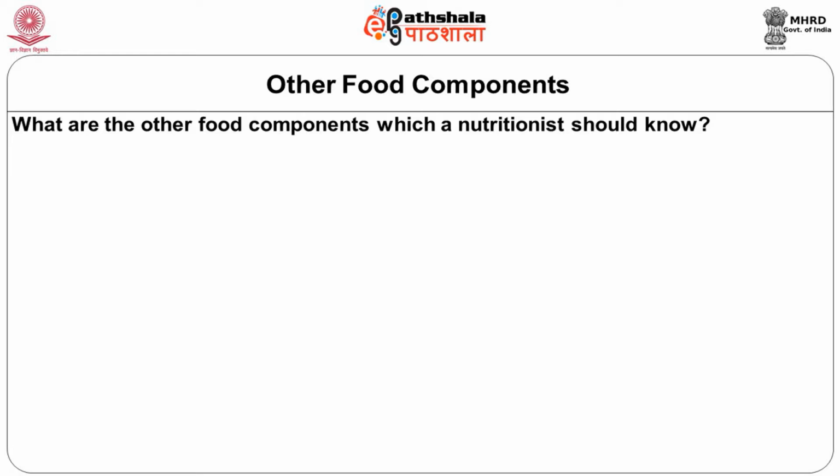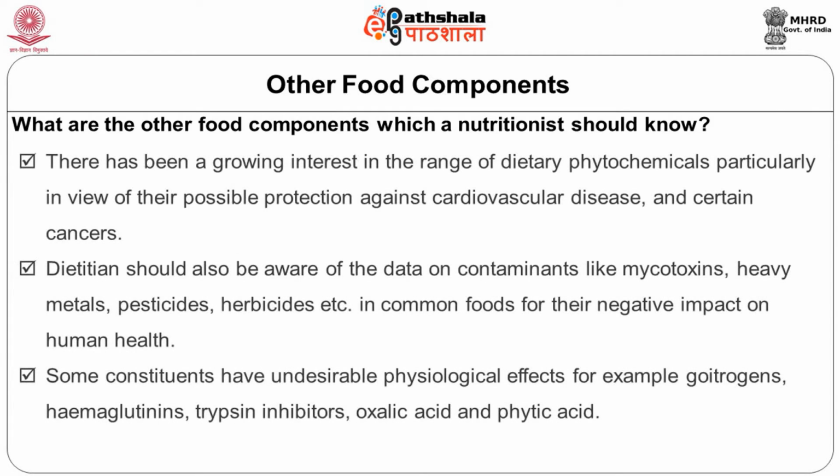Now that you have understood the depth of food composition database uses across the various sectors of our society, as a student of food science, nutrition and dietetics, or as a nutritionist or a dietitian, you must know what food components a nutritionist should know. There has been a growing interest in the range of dietary phytochemicals, particularly in view of their possible protection against cardiovascular disease and certain cancers, for example, carotenoids, polyphenols, sterols, etc. It is necessary to obtain such information for diet planning.